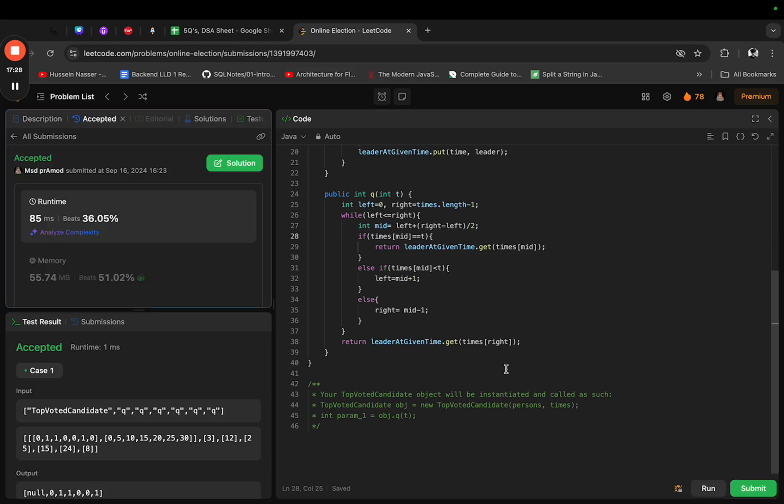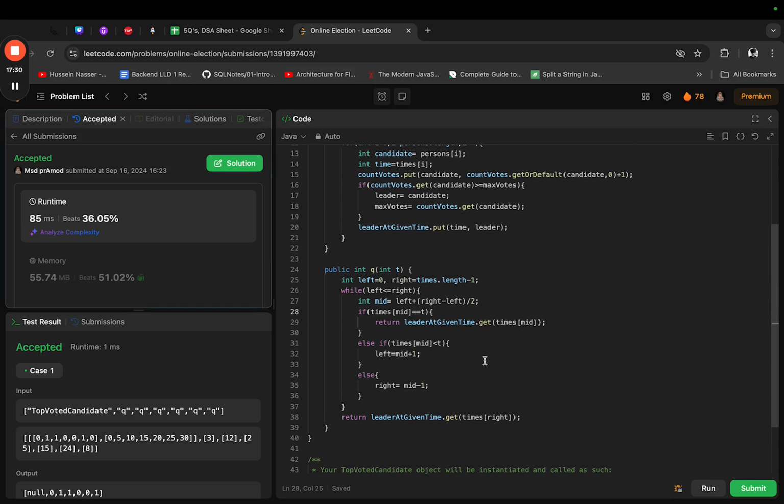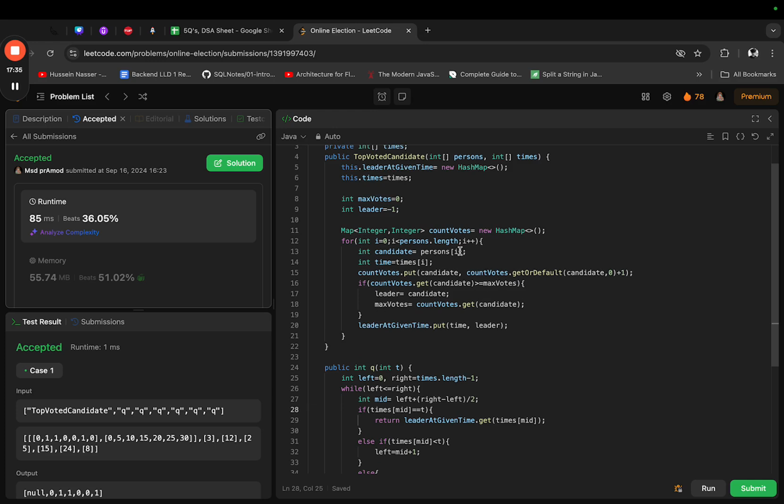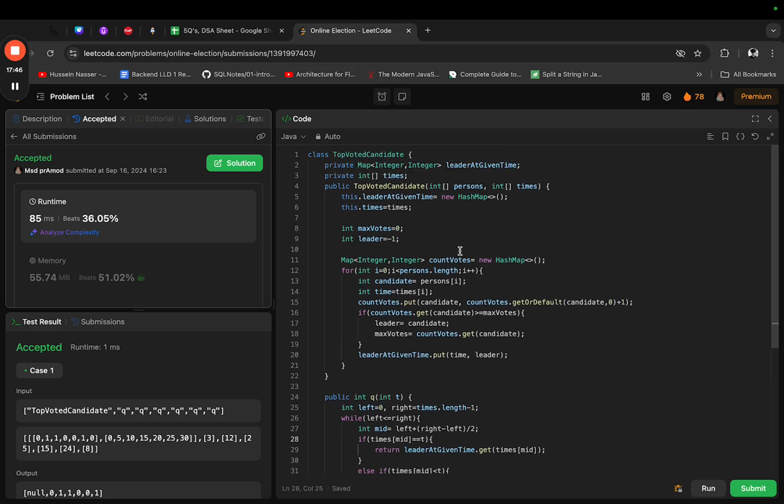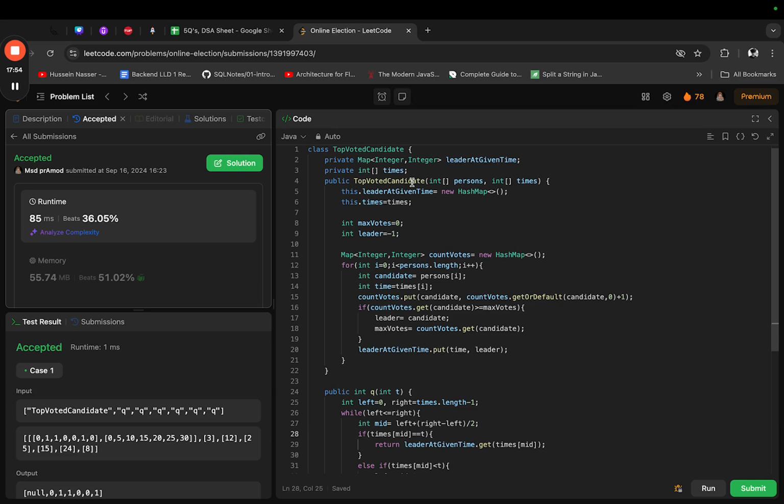Right, it is working. For this method the time complexity is O of log n, and for the other method the time complexity is O of the persons length, which if it is n, then it will be the length of that. So overall it can be n plus log of n. And for space complexity we are using the map, right? So for that we are taking O of n. Yeah, that's it. Thank you guys.